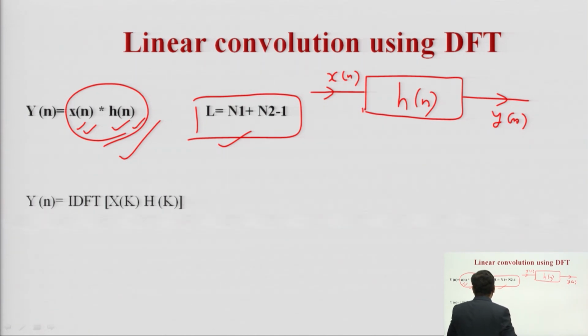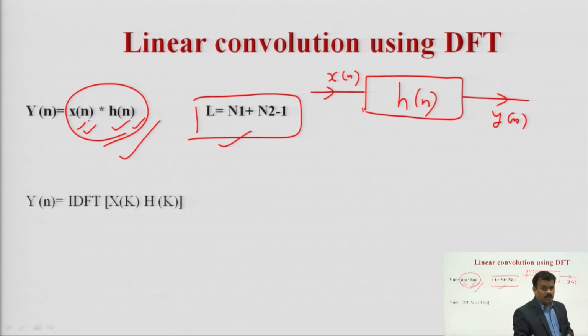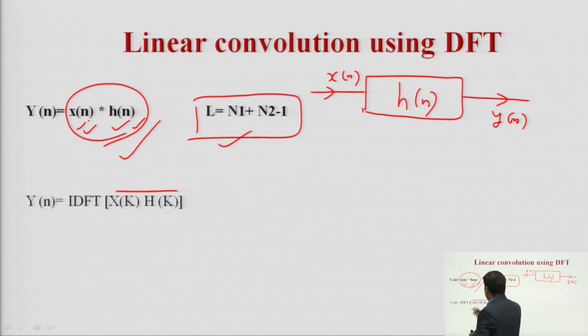Now, if you are calculating your output by this linear convolution formula, it will also be possible by DFT and IDFT. Convolution format is always converted in any domain into the simple product form. So, if you convert this into transform form, it will always be a simple product x k into h k. So, if you calculate the DFT of x of n, you will get x of k.